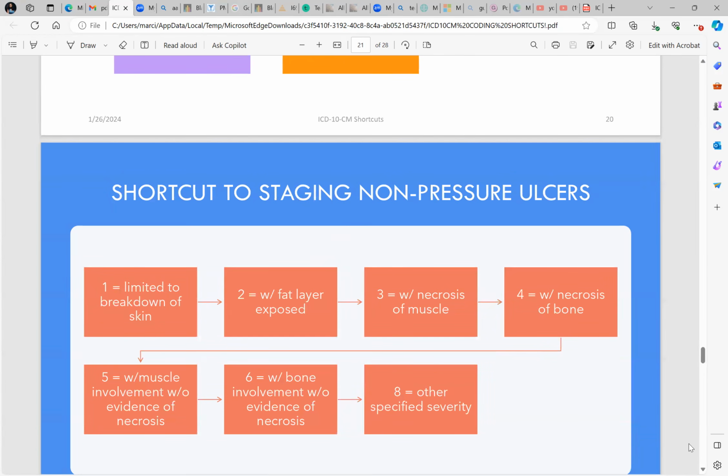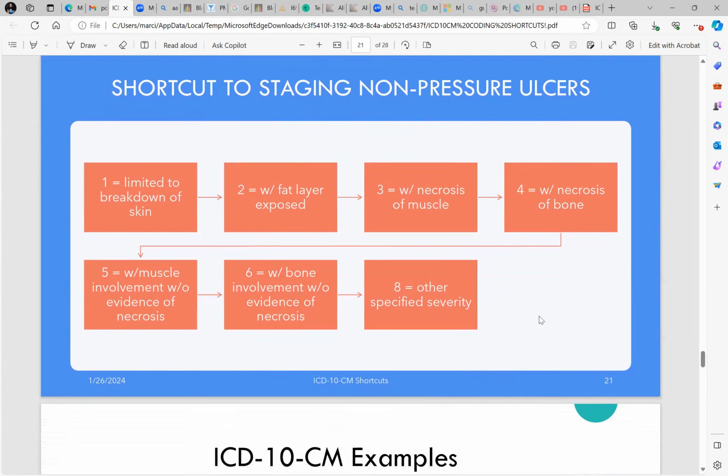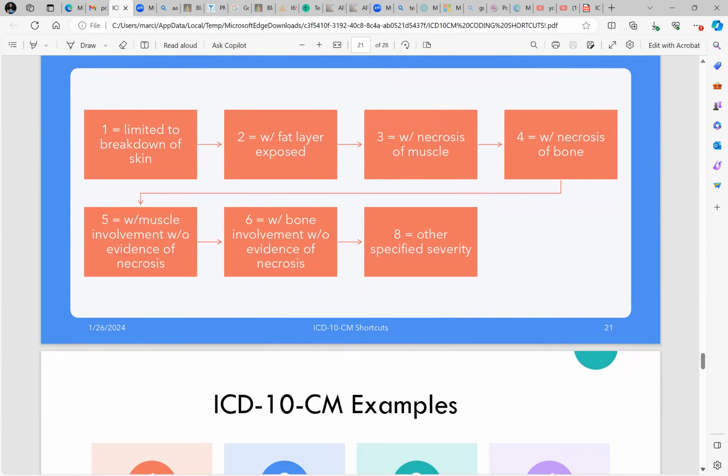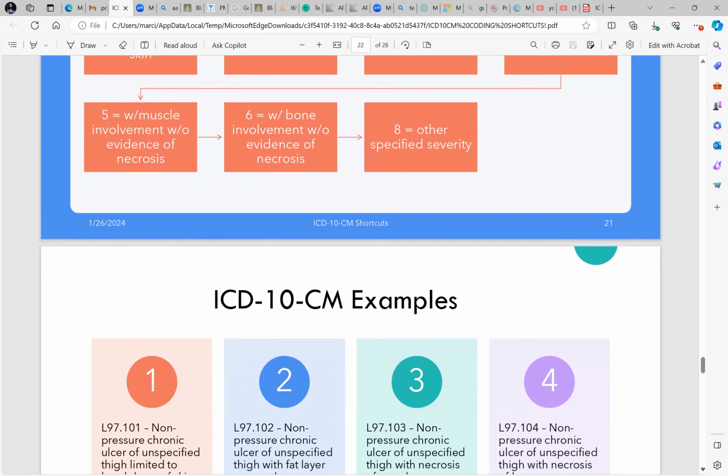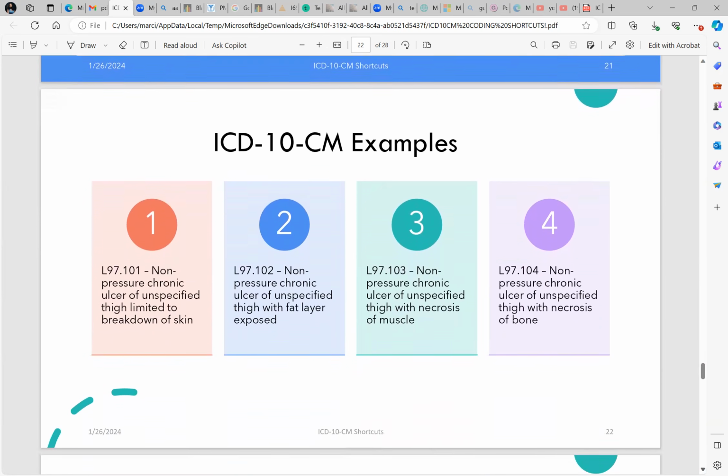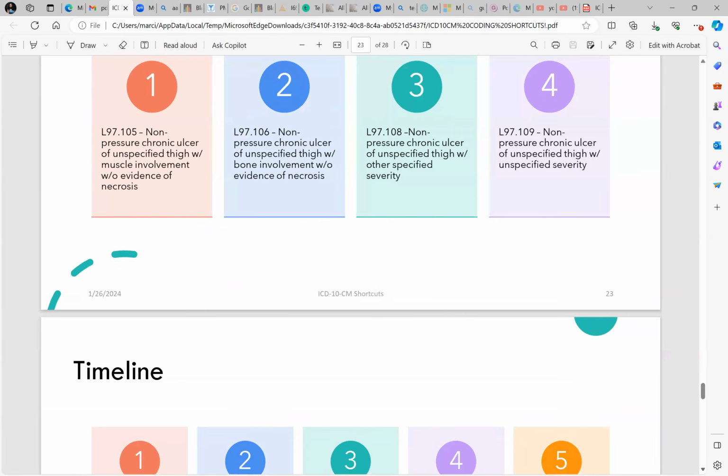So here it is again, if you want to take a screenshot. Shortcut to staging non-pressure ulcers. 1, at the end, limited breakdown. 2, with fat layer exposed. 3, necrosis of the muscle. 4, necrosis of the bone. 5, with muscle involvement without evidence of necrosis. 6, bone involvement without evidence of necrosis. And 8 on the end, other specified severity.